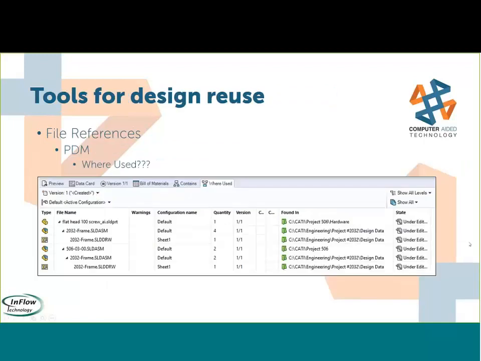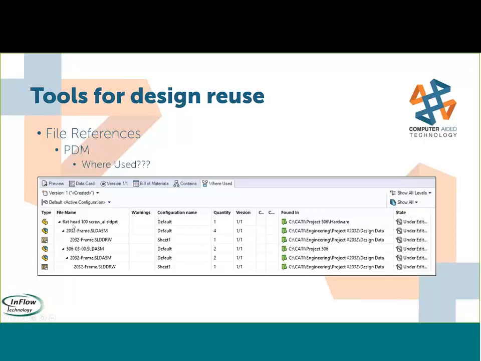Another, just sticking with the PDM here, one other way as far as reusing designs. Sometimes it was nice to be able to select on a file a certain bracket or a piece of hardware or whatever that I might use on multiple designs. I can select that component and say, PDM, tell me where all this is used. And again, it's just another tab, this little tab that I have across here. But there's a where used tab.